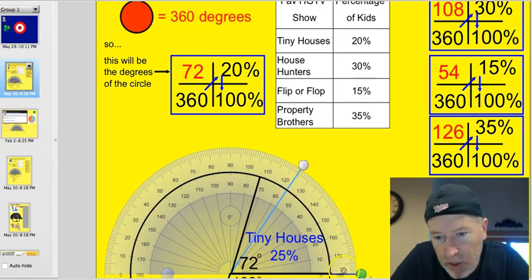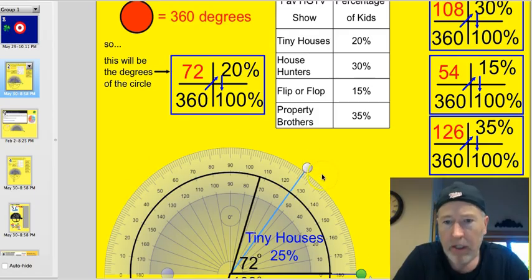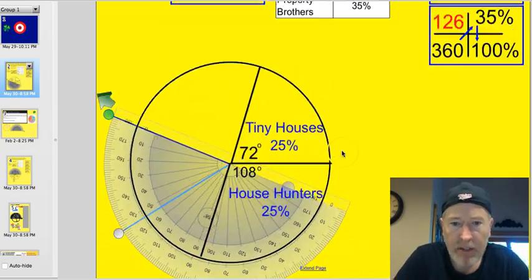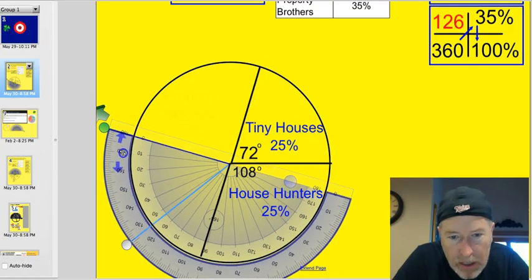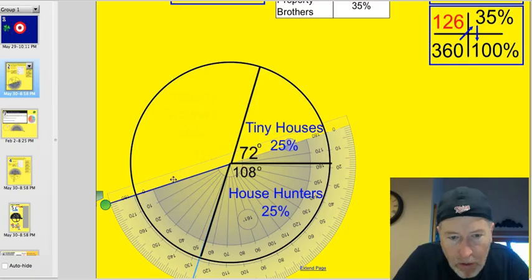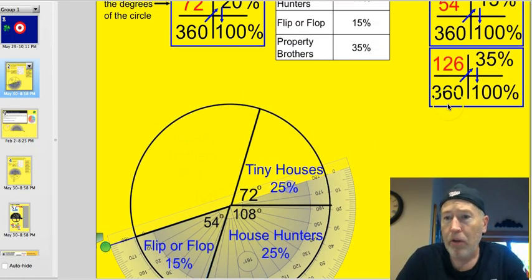Again, here I'm starting at 0 over here, so this is, let's see, 50 degrees, so 54 would be right here. And then I'm going to pivot that, see if I can find that 54 degree angle. Let's see, put that on 54, right about here. There's flip or flop. Now, if we've done this right, the fourth angle should be there at 126 degrees.